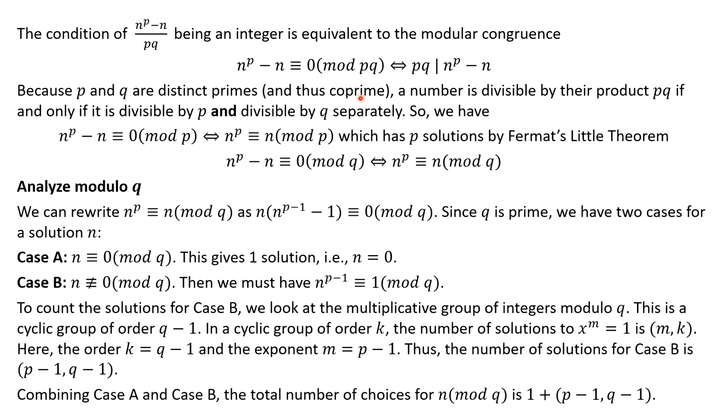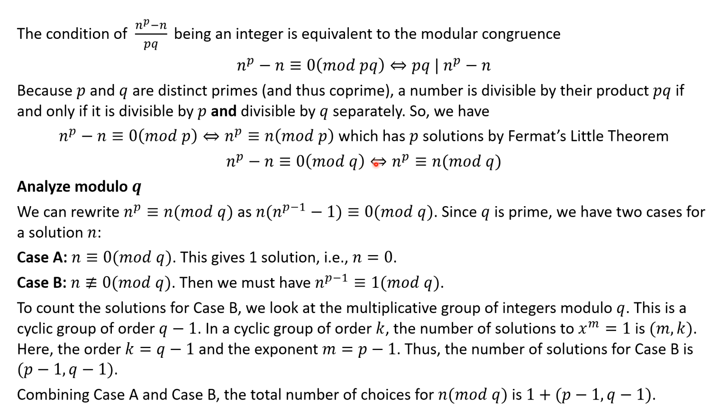Because p and q are distinct primes, and thus coprime or relatively prime, a number is divisible by their product if and only if it is divisible by p and divisible by q separately. So we have this here. Notice it's just the p now, not a p times q. And we have this here. Now in this first case, we can write this as n to the p congruent to n mod p. And that has p solutions by Fermat's Little theorem. That's the variation of Fermat's Little theorem.